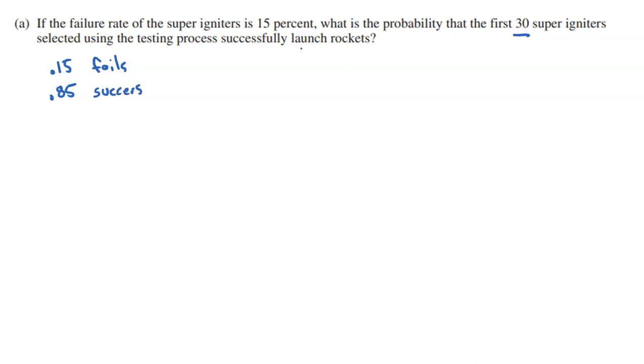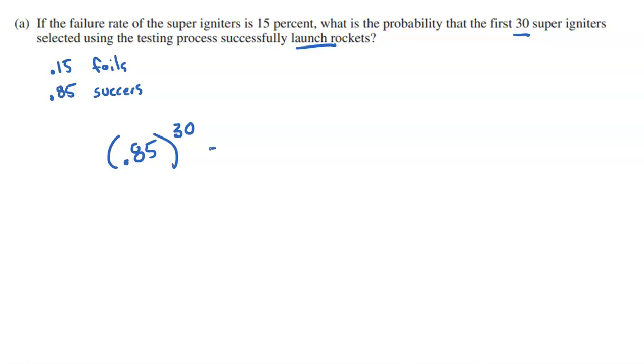And we want the first 30 to all launch. So this is actually really, really simple because there's only one way this can happen. Launch, launch, launch, 30 times in a row. So that would be 0.85 raised to the 30. I definitely don't want to write 0.85 30 times, but it would be 0.85 times 0.85 times 0.85 repeated until we got 30 of them in a row.